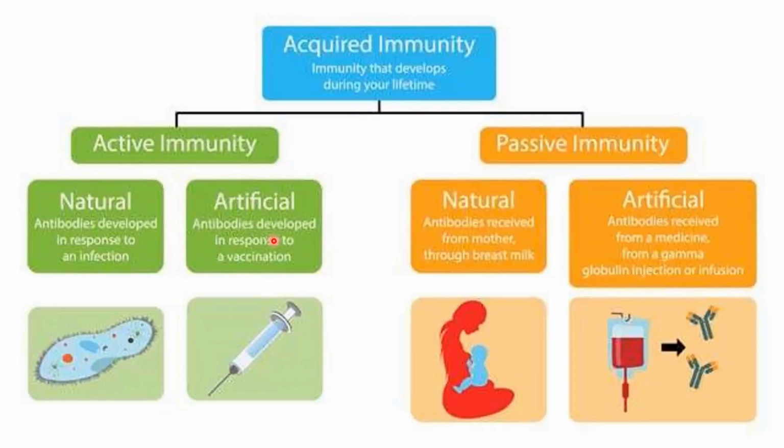This is artificially acquired active immunity. And the immunity that we developed from natural COVID infections was naturally acquired active immunity. It developed during our lifetime. It was not already present in the body.